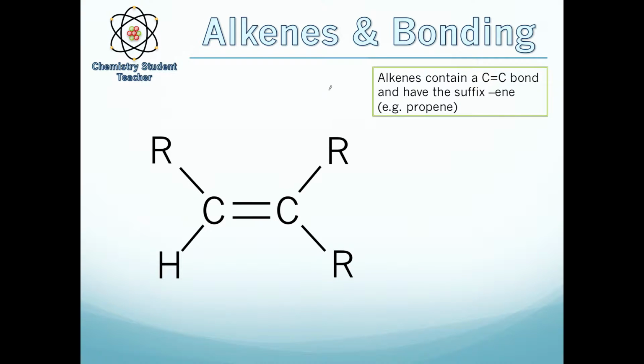This video is going to be about alkenes and the bonding involved in alkenes, and what each bond, such as sigma and pi, actually are. So first of all, we'll just look at the simple structure of an alkene. An alkene contains a carbon-carbon double bond, and when you name the compound, it has the suffix -ene, such as propene.